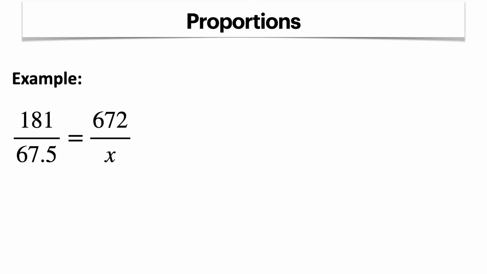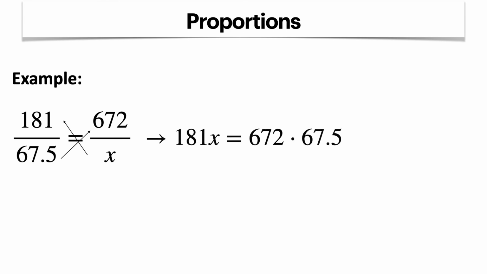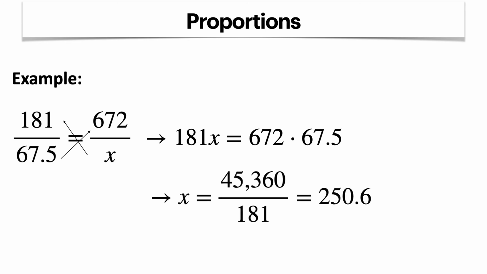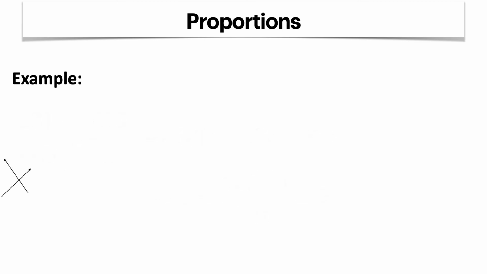Let's look at more examples to get more comfortable with this. Another proportion: 181 divided by 67.5 equals 672 divided by x. X is the unknown number. We want to solve for that. We're going to use cross multiplication. So that's what I'll do here. And then I find 181 times x equals 672 times 67.5. We divide both sides by 181. We find 250.6. All right, fairly straightforward.